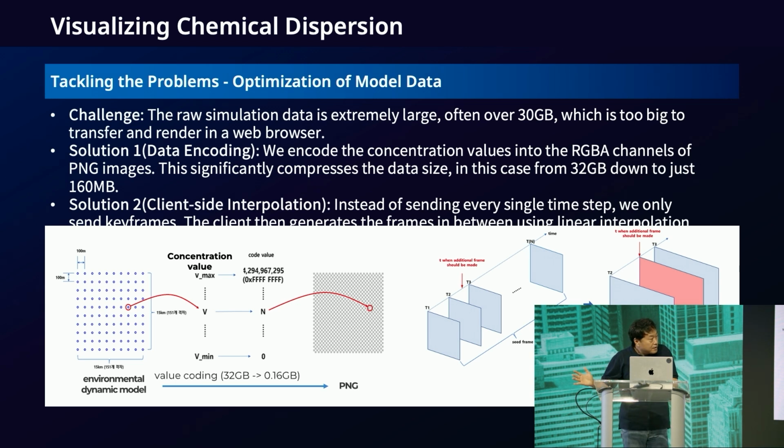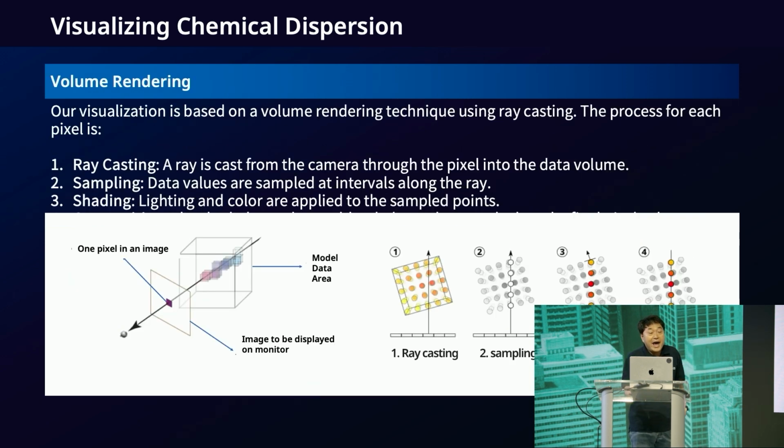And the second solution is how we render those data. Instead of sending every single time step, we send just the keyframes, and the client side, CesiumJS, will interpolate in terms of the z-axis and in terms of the time series. And then we have also applied volume rendering for realistic visualizations. We were inspired by MRI and CT.